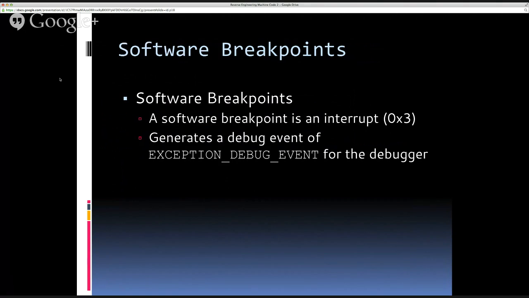So software breakpoints, this is just an interrupt. On Intel, it's the int3 instruction. And when this is encountered in software, it generates a debug event that the debugger catches in process, just called exception debug event. So pretty simple.